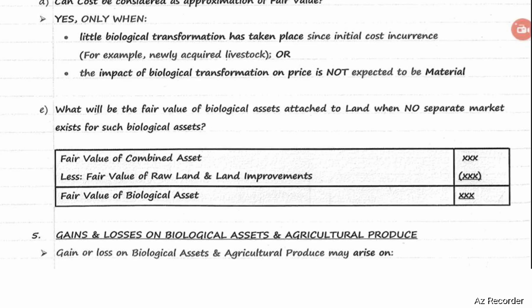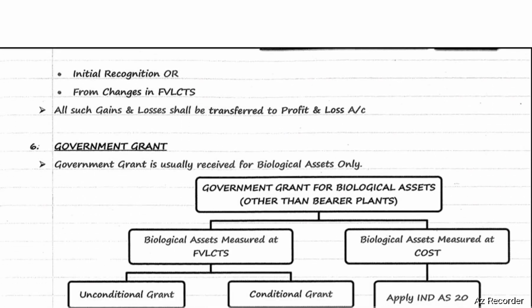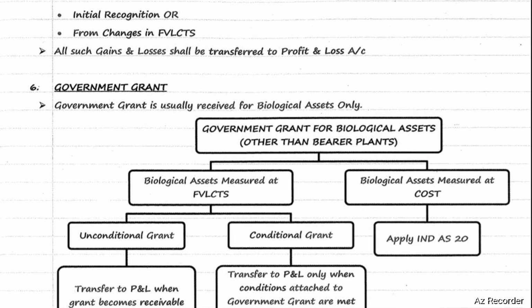Gains and losses on biological assets and agriculture produce. Gains or losses on biological assets and agriculture produce may arise on initial recognition or from changes in fair value less cost to sell. All such gains or losses shall be transferred to P&L.